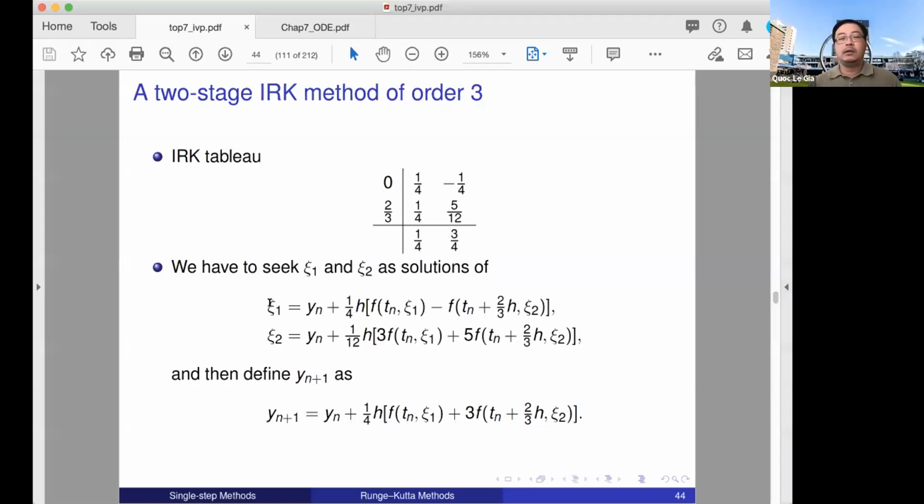So that's exactly the slide here. I just wrote down exactly this: xi1, and you got yn, you got h/4 f of tn minus h/4, plus 2h/3 xi2, and so on. Okay, and then you got the last formula.